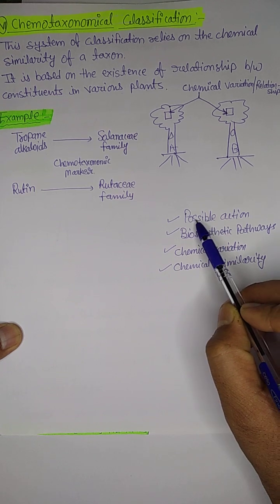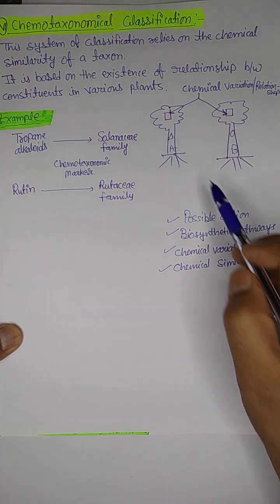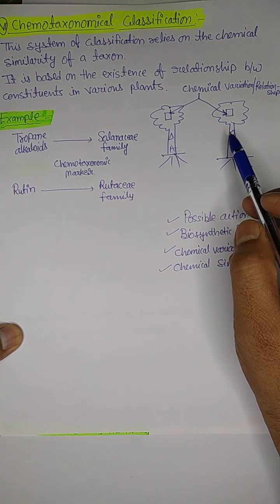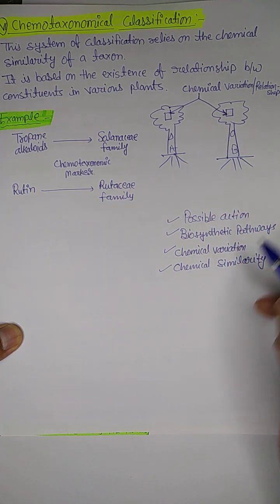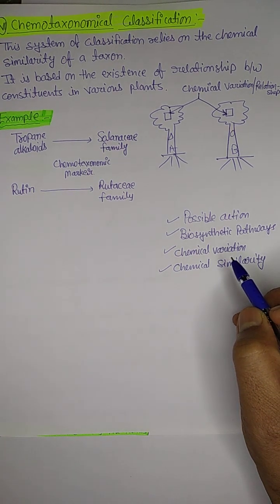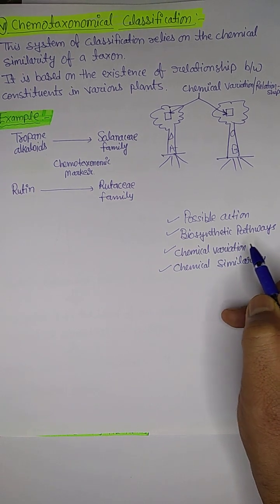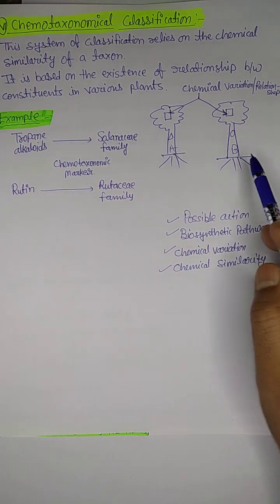What are the possible actions between these two plants? Then the biosynthetic pathway: what kind of biosynthetic pathway are they adopting among them? Then chemical variation, we are going to have this. The biosynthetic pathway also: what kind of biosynthetic pathway are they adopting?